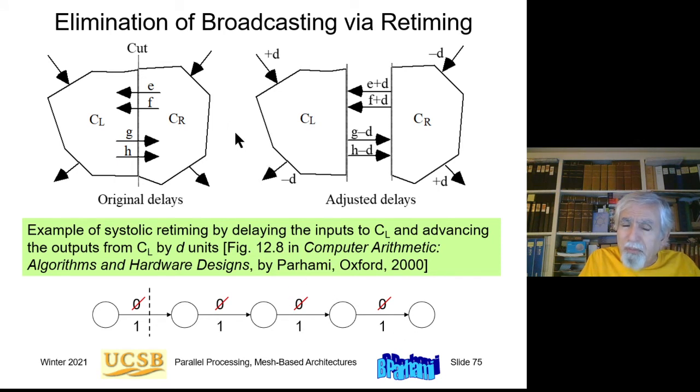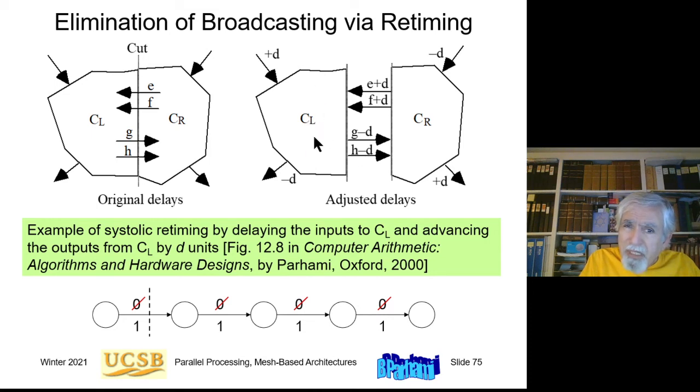So the retiming notion is described here. If you have a circuit with delays on these lines going between the right side and the left side, and the left side and the right side, so there are some delays there, the operation of the circuit doesn't change if you increase these delays from right to left by some amount d, and you decrease these delays by the same amount d.